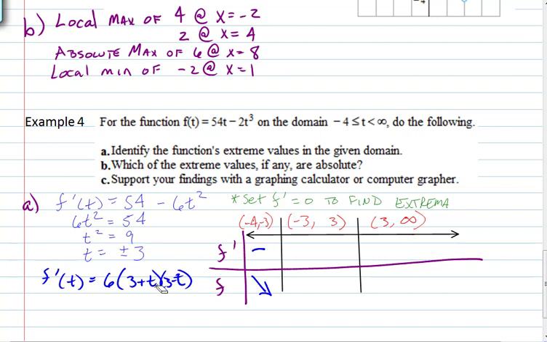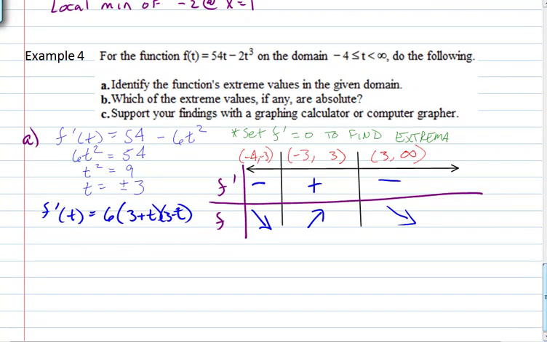At t equals 0, this is going to be positive. The function is increasing. At t equals 4, this is going to be negative. The function is decreasing. Okay? Part B to this question says, which extreme values, if any, are absolute? Well, this function is going to go from decreasing to increasing to decreasing. I'm going to have to check and see what the endpoints are as well as critical points.